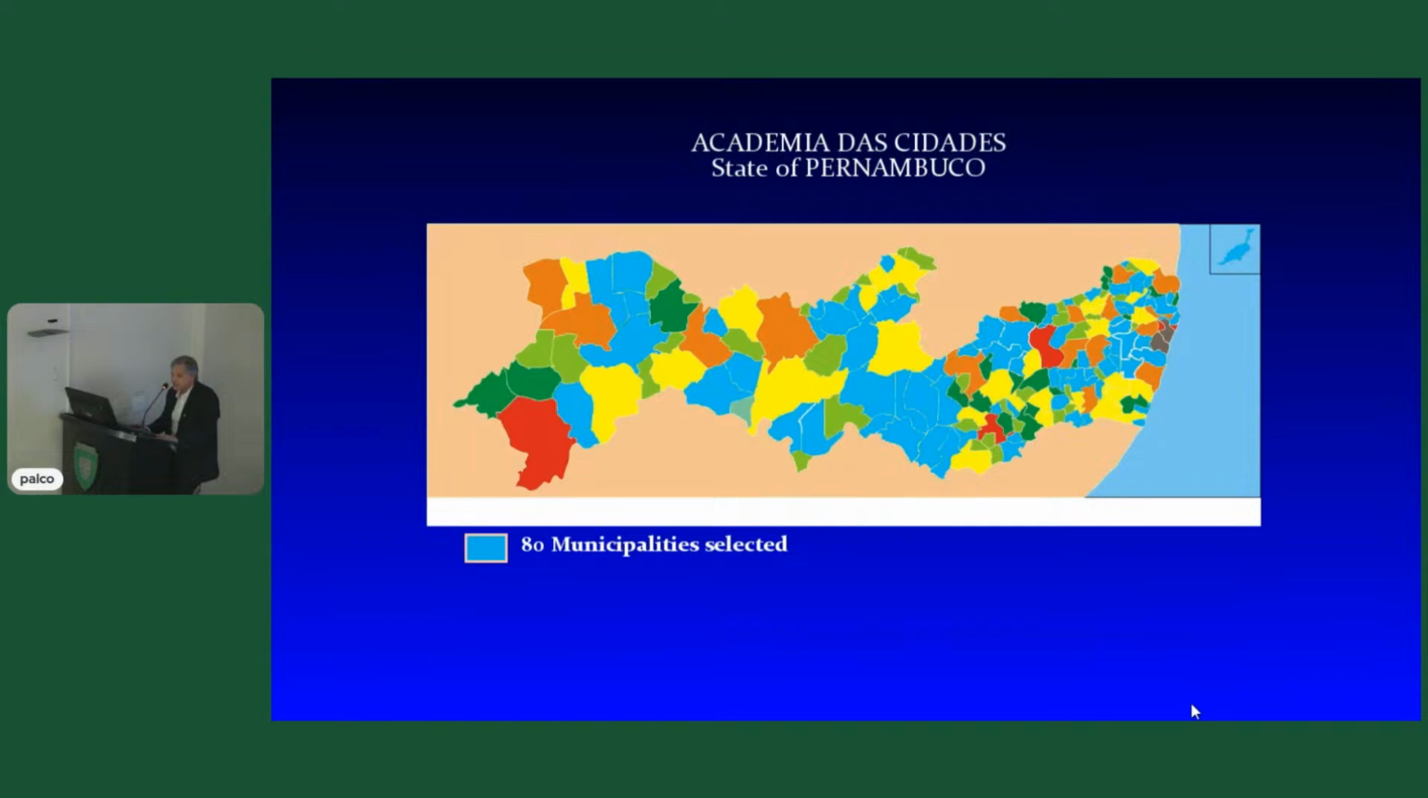Here are the states. Here are the 80 municipalities selected in blue. It was a random sample. You see, these regions are very different. The one on the very left here, that's the Sertão. The one on the coast, that's Mata Atlântica. It's very wet. It's sugarcane, very different population, very different habits. The one in the middle here, the big blue area in the middle, is Agreste. That's a plateau, a mountain type, and temperatures get very cold.